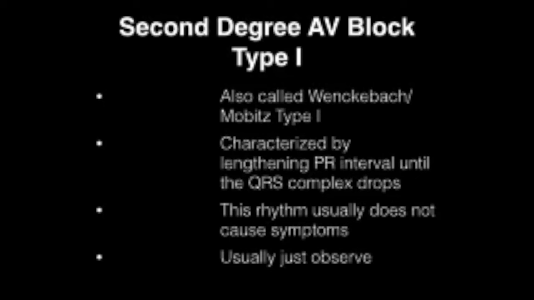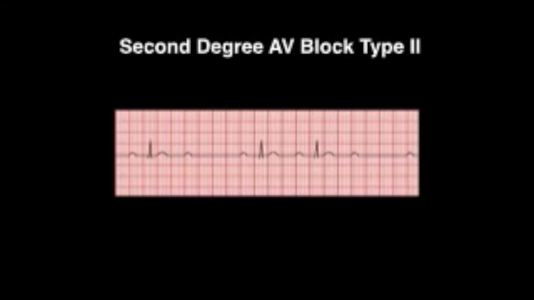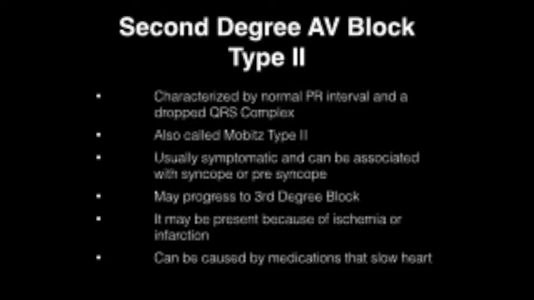The next rhythm we need to talk about is second degree type 2 AV block. It's characterized by a normal PR interval and dropped QRS complexes. So you're going to find the PR intervals less than 0.2 seconds, and just have these random dropped QRS complexes. It's also called Mobitz type 2. These are usually symptomatic and may be associated with syncope or near syncope, and can progress to third degree AV block. I would remember that if the patient's on rate lowering medications, it's possible that these may play a role in it, so make sure that it's investigated.